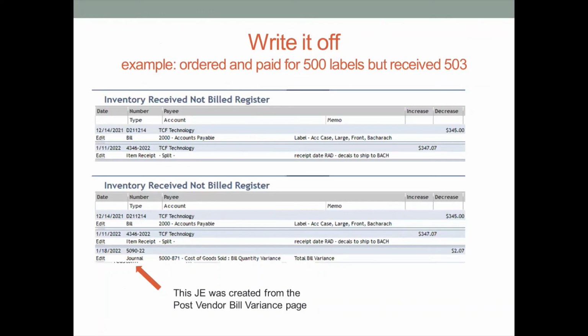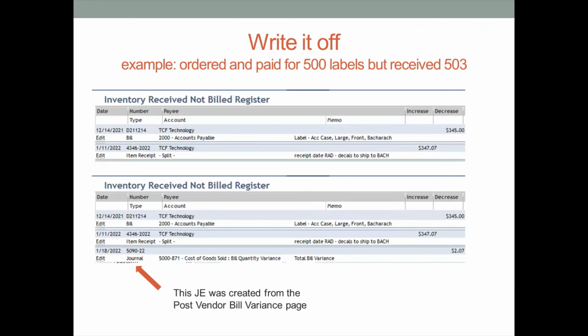So here's an example of what it looks like. If you go in, this is inventory received not billed. Inventory received not billed is where all of your items, your bills, and your item receipts are. And really this should end up in a perfect world as 0. If you received everything, you billed everything, it should be 0.